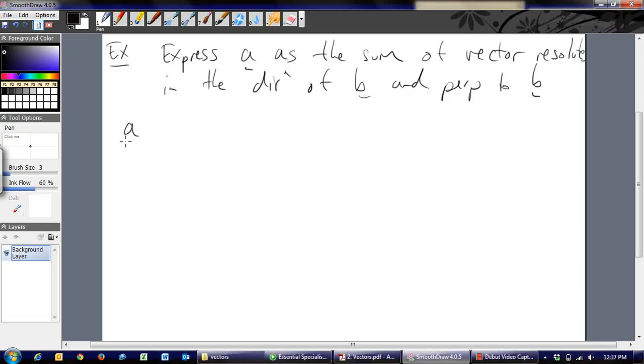And I'm just going to make something up. Hopefully it doesn't get too horrible. A being equal to I minus J plus 2K, and B being equal to 2I plus J. Okay, so there's my two vectors. Let's go. So firstly, I'll just break it up.